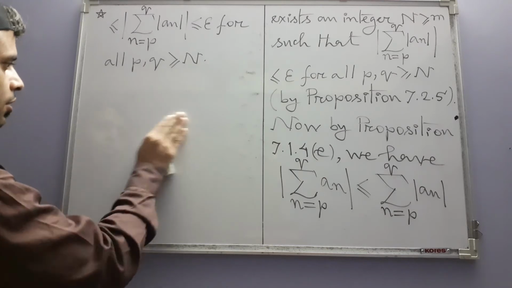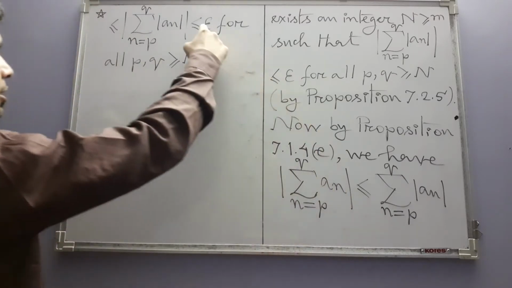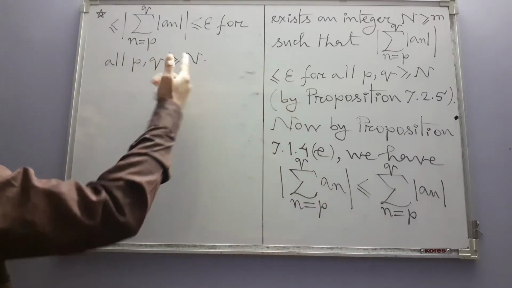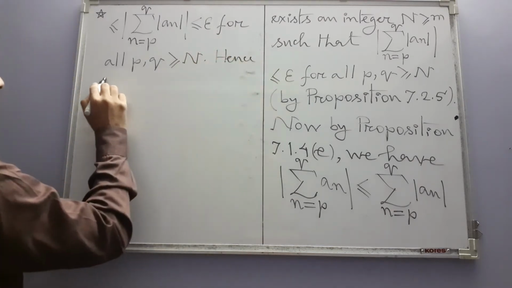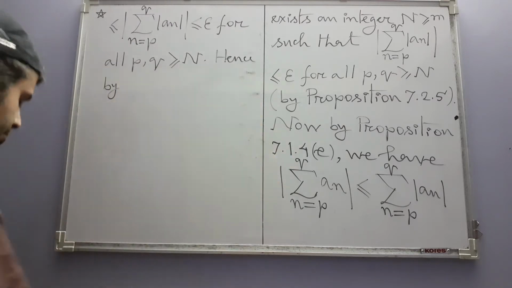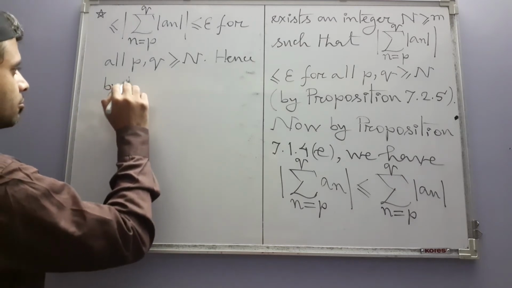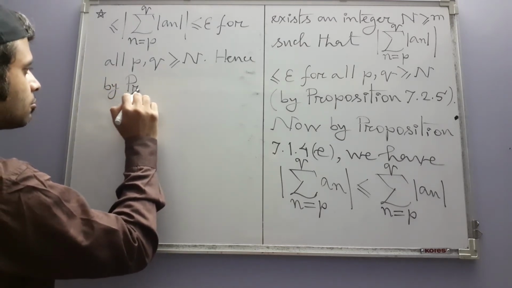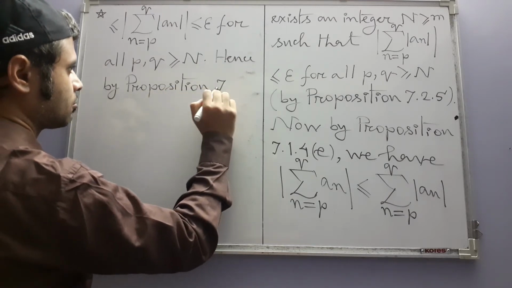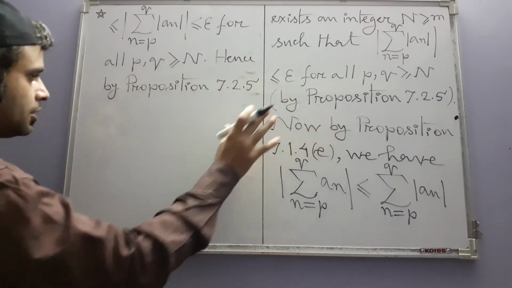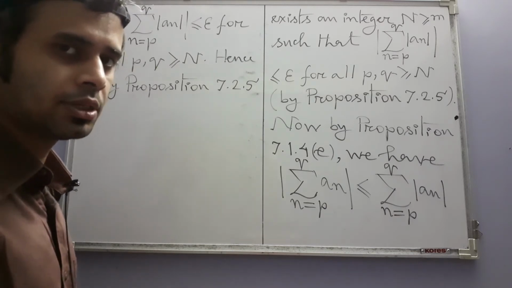So what we have now got is that this absolute value is less than or equal to epsilon for all P and Q greater than or equal to n. Hence, so we are again going to use that proposition. What was it? 7.5. Because proposition 7.5 is an equivalent condition for an infinite series to be convergent.